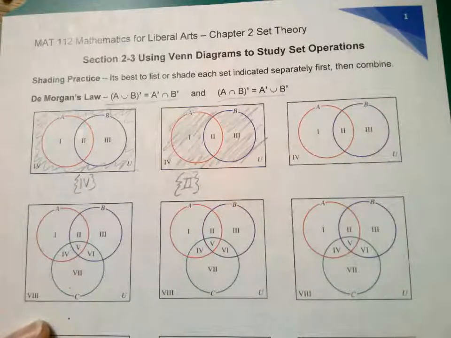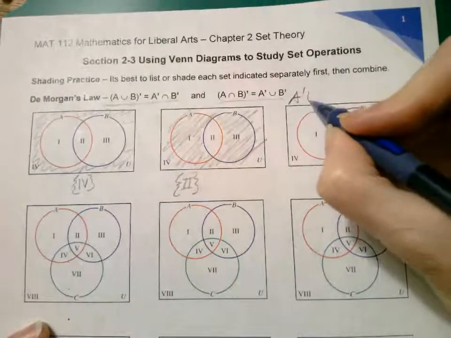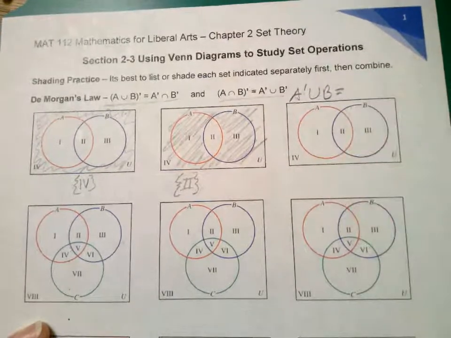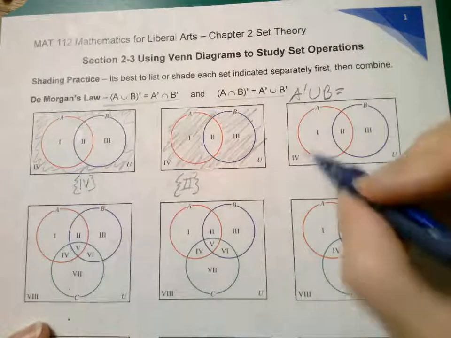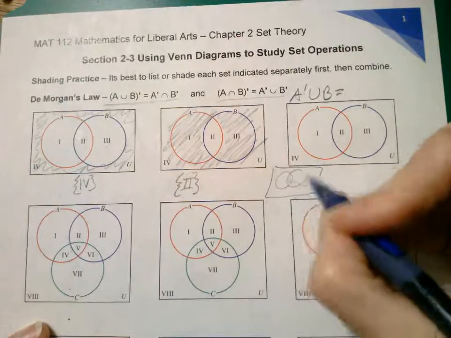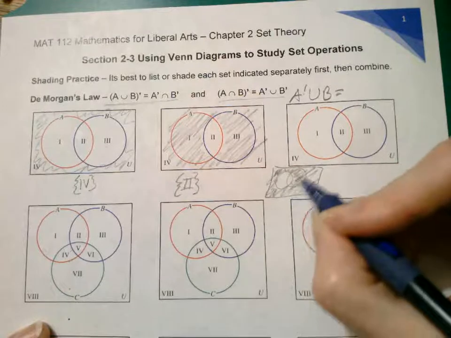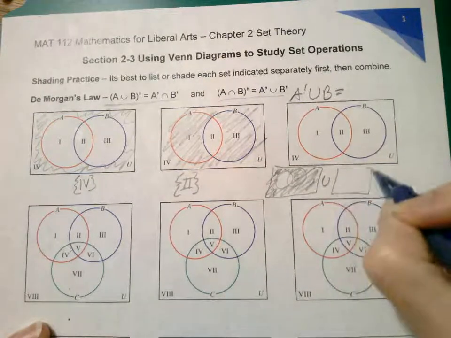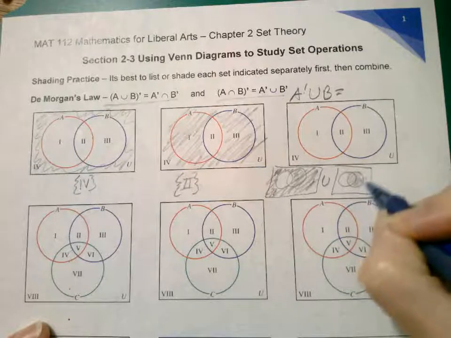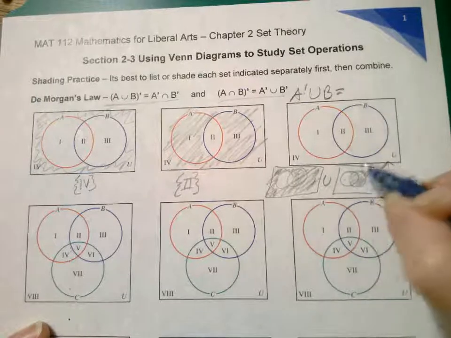All right. Let's make up another one. How about not A, union with B? Not A, union with B. I don't want to start drawing yet. I'm trying to remind myself, not A is all of this. And union with B, what would that give me? So everything is shaded except for right here.